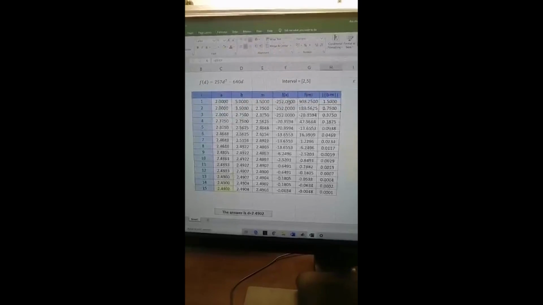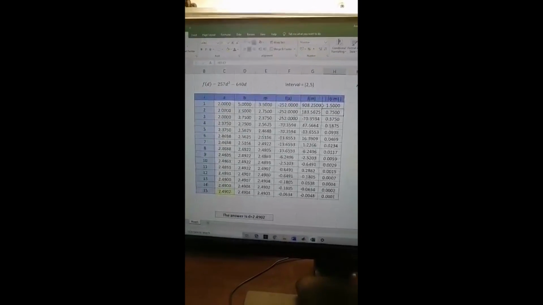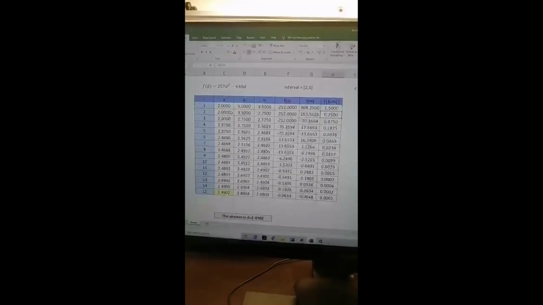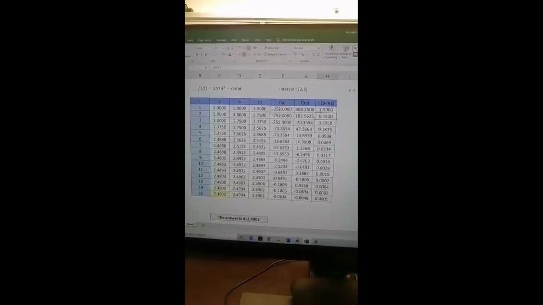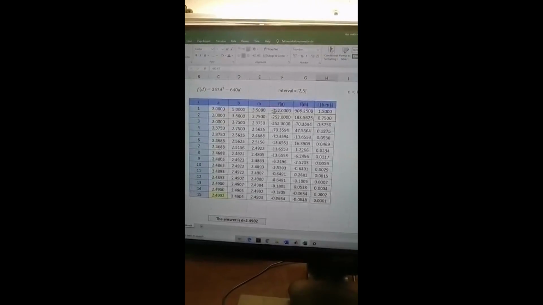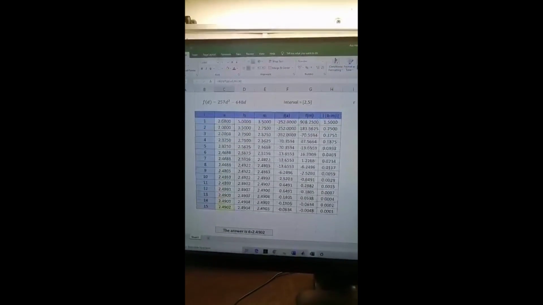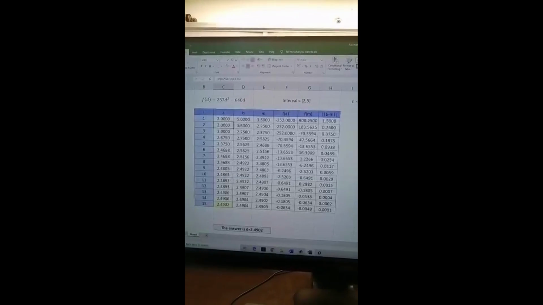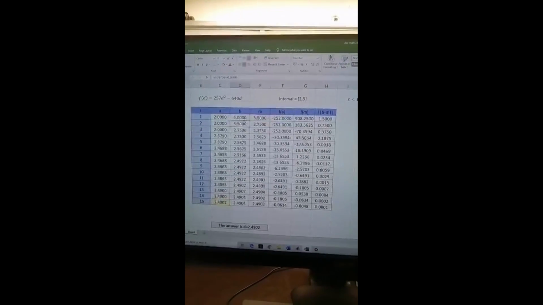You see, if fa and fm have opposite signs, one negative and one positive, we will get a negative value. The value of m will become the new value of b, and the value of a will stay. If the signs are the same, both negative or both positive, the value of m will become the new value of a, and the value of b will stay.